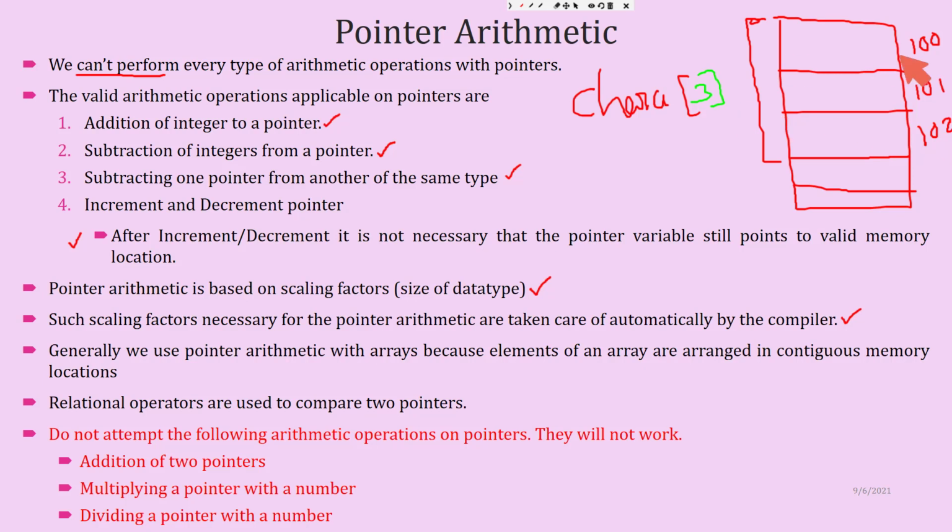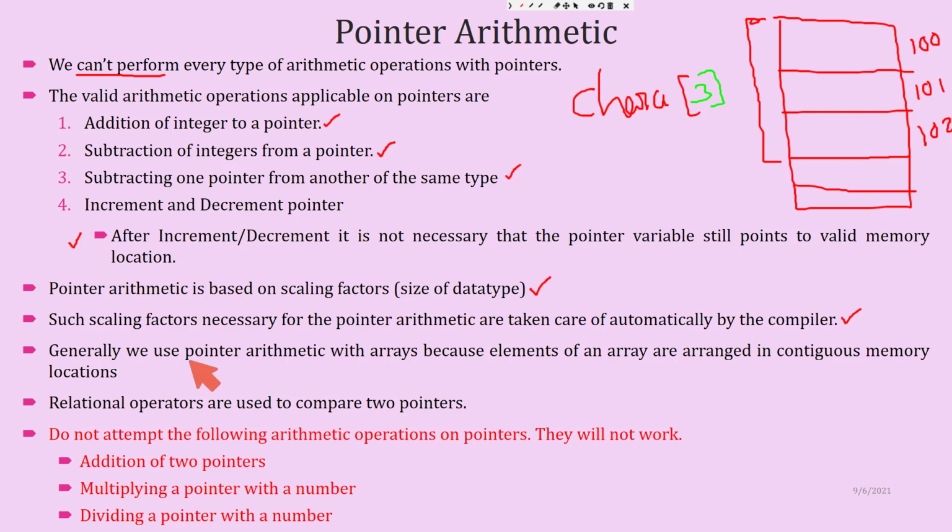If it is an integer, the first integer will be in 100. The next integer will not be in 101. It will be in 104 because 4 bytes will be taken by an integer. We already studied one function called sizeof. In the last class we studied the sizeof function, which returns the size of a particular data type. Those things you also have to consider here.